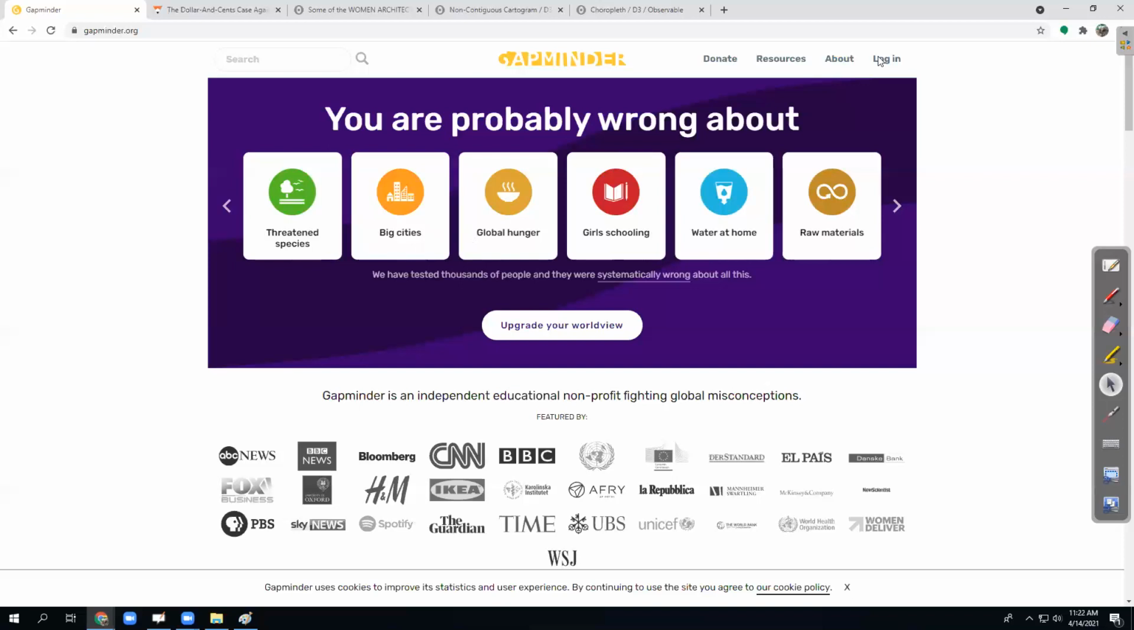I'll put it here in the chat. It's in the opening section of the course too. Link. It's just called Gapminder. If you search Gapminder, you'll definitely come across it.